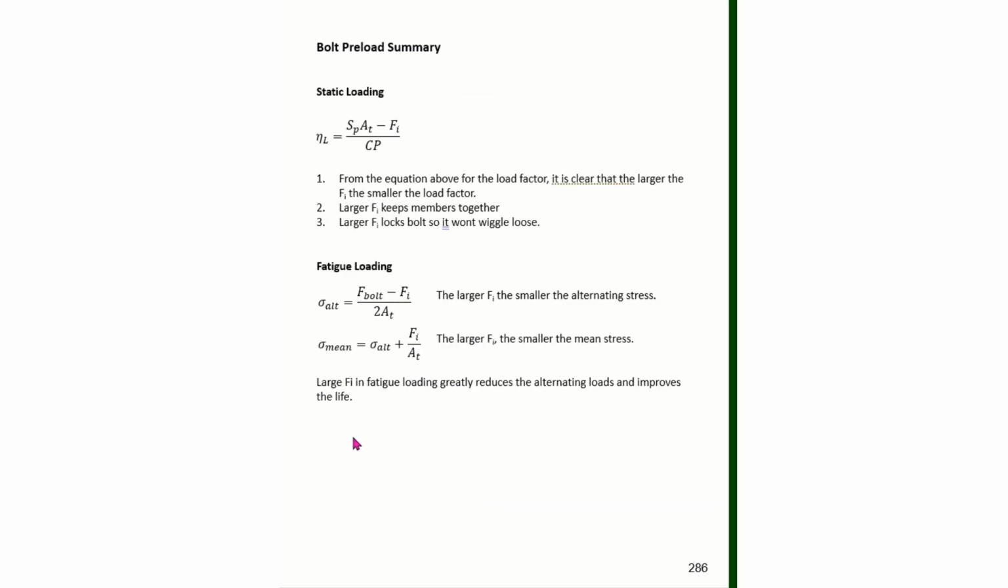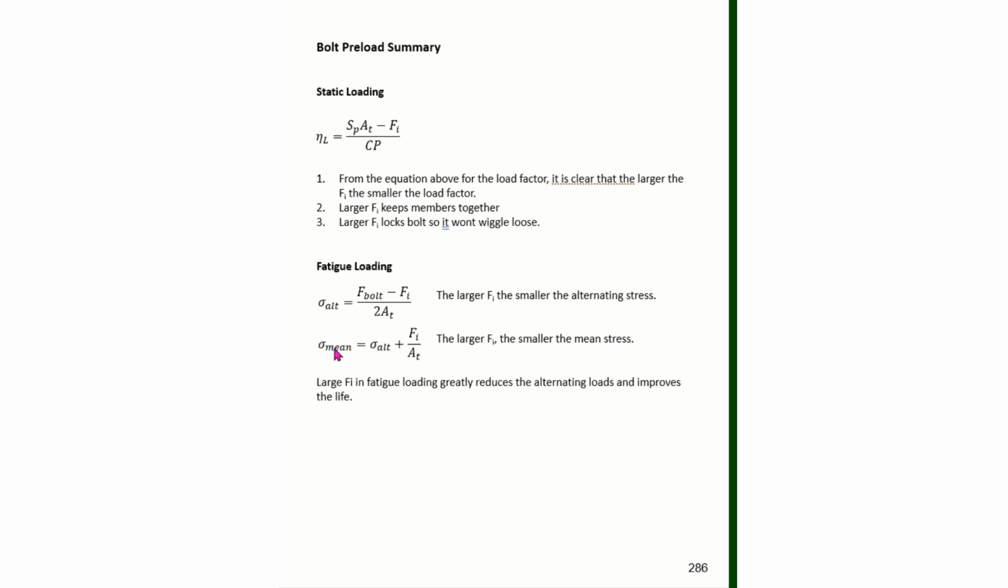As a bolt preload summary, for static loading, NL is given by this equation. For fatigue, we have fatigue loading given as the alternating and the mean stresses. The important thing here to remember is that in fatigue loading, a high preload really improves the design. So a large FI in fatigue loading greatly reduces the alternating loads and improves the life of the bolted joint.